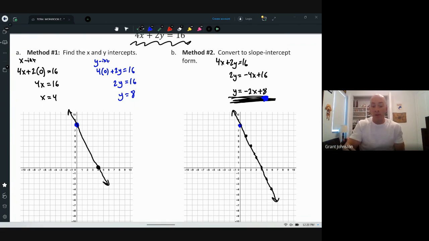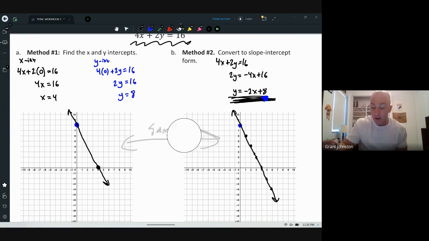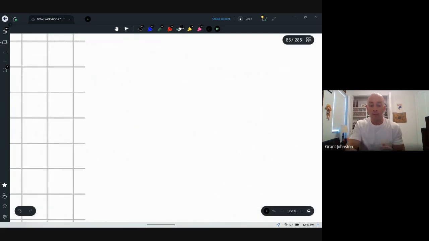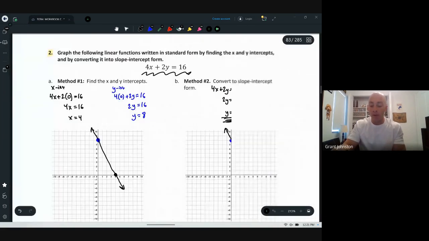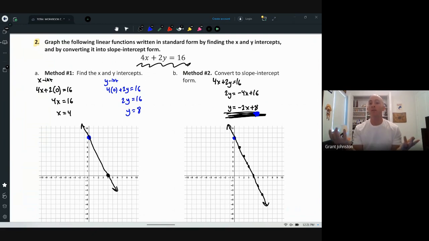And obviously these two lines are the same because it's the same equation, right? I mean, these are just two different methods. Okay, I'm going to erase that. They're just two different methods to graphing this line. So you're going to have the opportunity to pick whatever method you want. It's totally up to you on how you graph it. Either find the x and y intercept and connect the dots, or convert to slope-intercept form. So let me show you again.